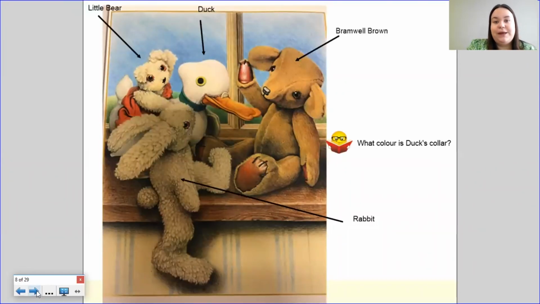And here is a picture of all the characters, or not all of them, some of the characters in the book. So we have Little Bear over here, and we've got Duck. This is Bramwell Brown, and this is Rabbit. What colour is Duck's collar?